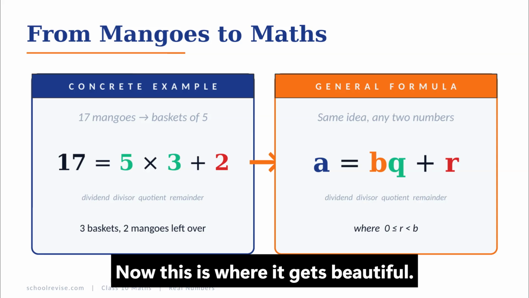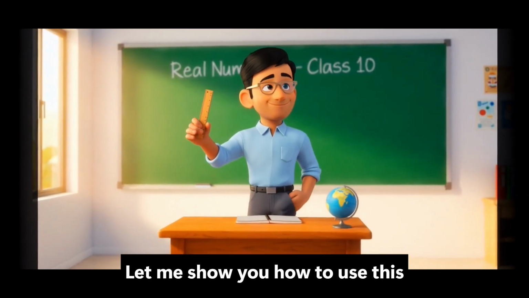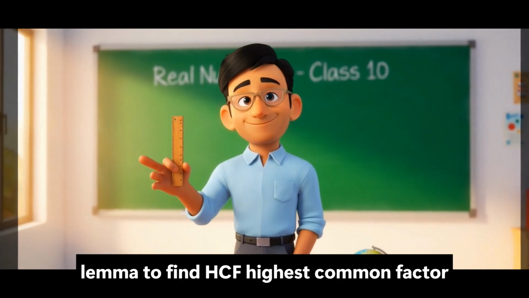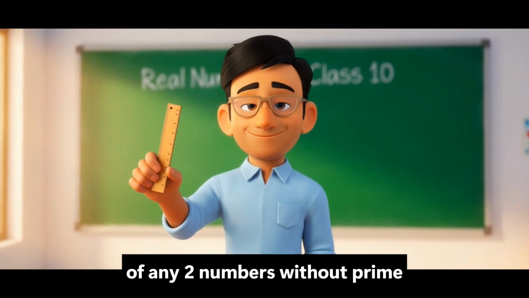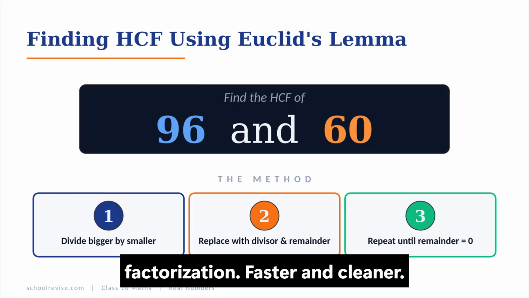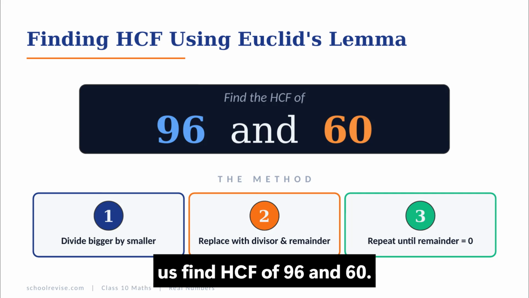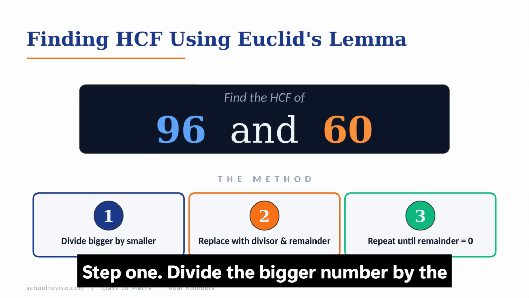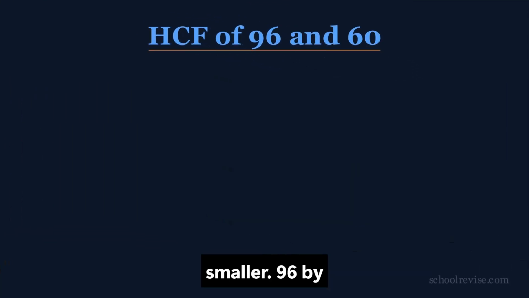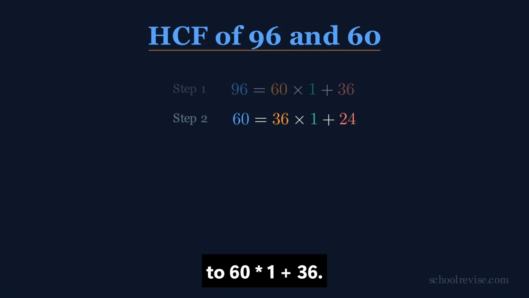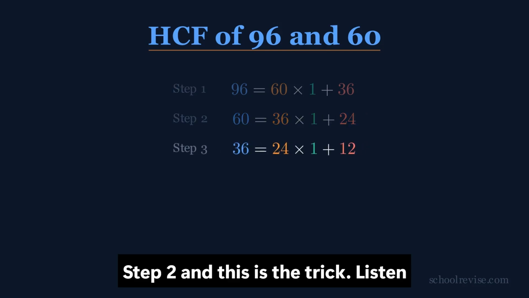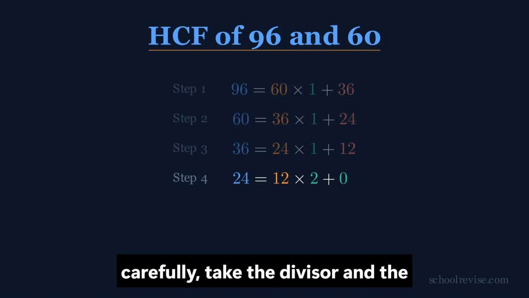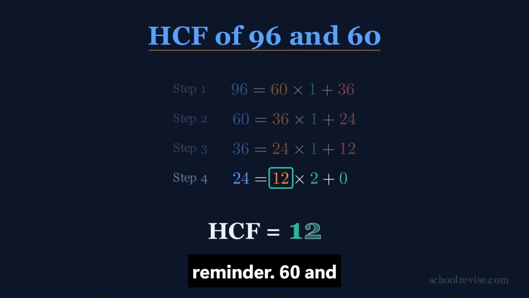Now, this is where it gets beautiful. Let me show you how to use this lemma to find the HCF, highest common factor, of any two numbers without prime factorization. Faster and cleaner. Now let us watch this magic. Let us find the HCF of 96 and 60. Step 1. Divide the bigger number by the smaller. 96 by 60. 96 = 60 × 1 + 36. Step 2. And this is the trick, listen carefully. Take the divisor and the remainder, 60 and 36. Divide again.